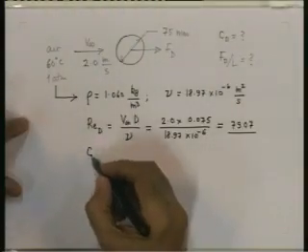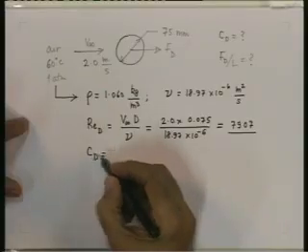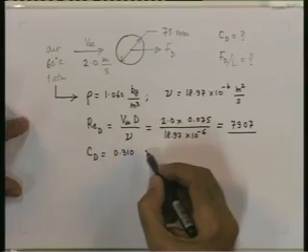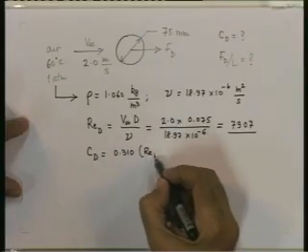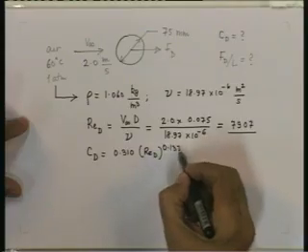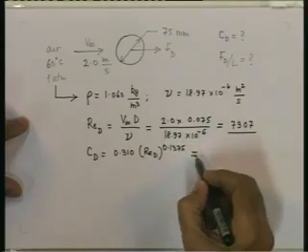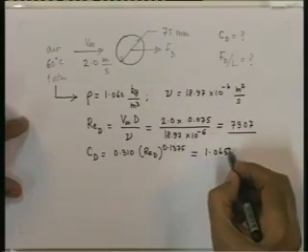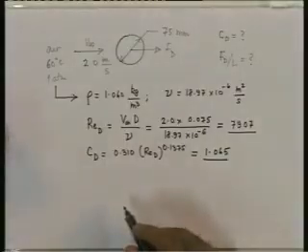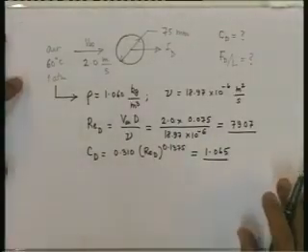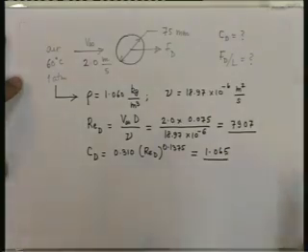So CD turns out to be 0.310 Re_D raised to 0.1375. Substituting the values, we will get this as 1.065. At high Reynolds number, CD will be roughly equal to 1, between 1 and 1.1.